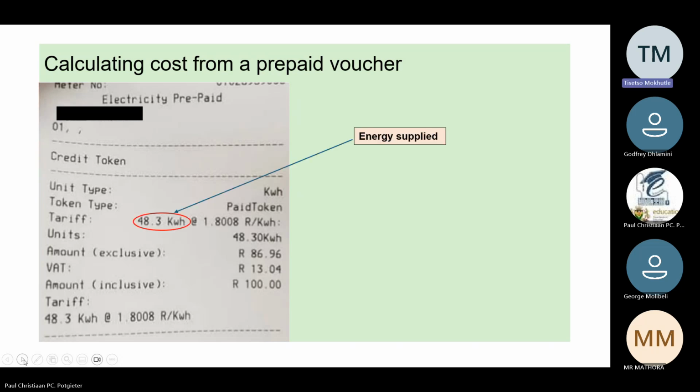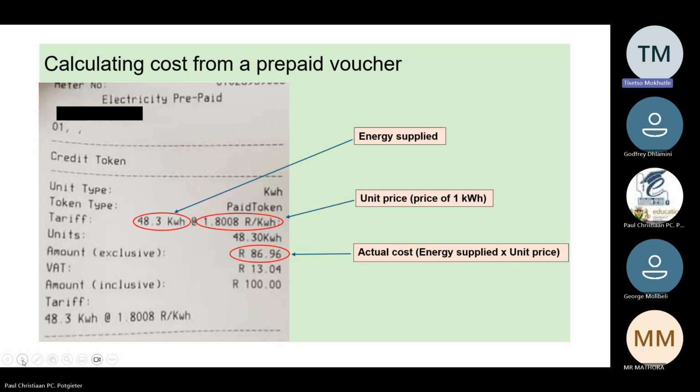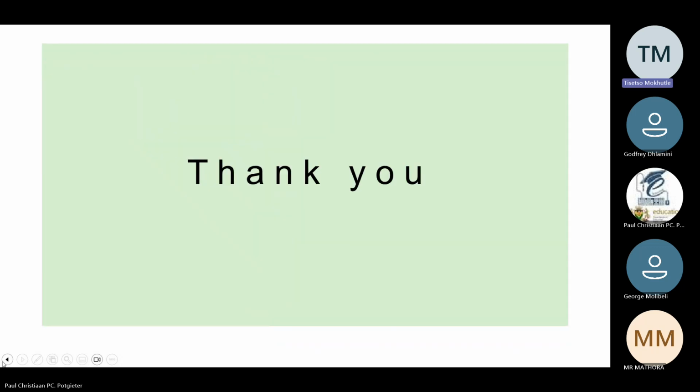You'll realize on your voucher, there's something that's written there, 48,3 kilowatt hours. And we know the unit for energy is kilowatt hour. And then the price is written there, so much rand per kilowatt hour. So those are the most important things. And then you can multiply the unit price by the energy supplied to get actually the cost. Okay. So that's how you can do your calculations.